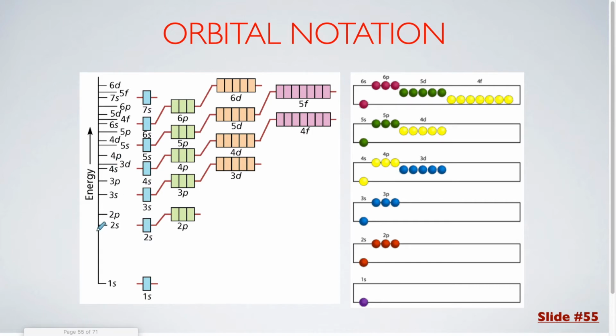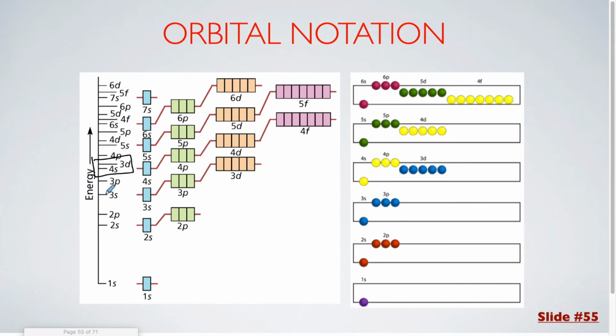You might notice that there are a few anomalies within this chart. You would think that you would fill in all of the 1s, all of the 2s, all of the 3s, and then all of the 4s. But you can see right here that the 4s is filled before going into the 3d.